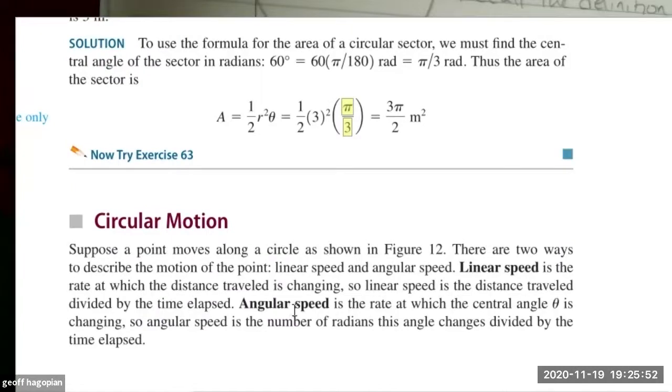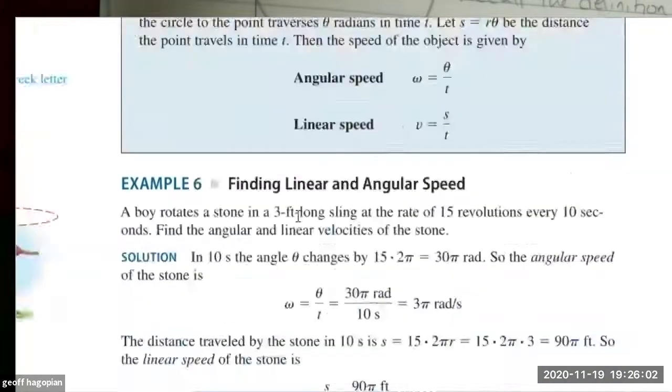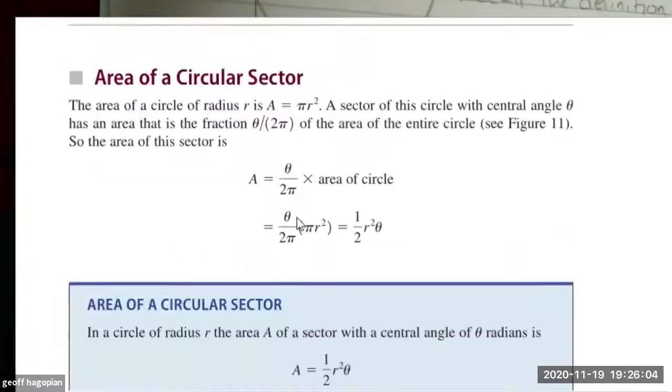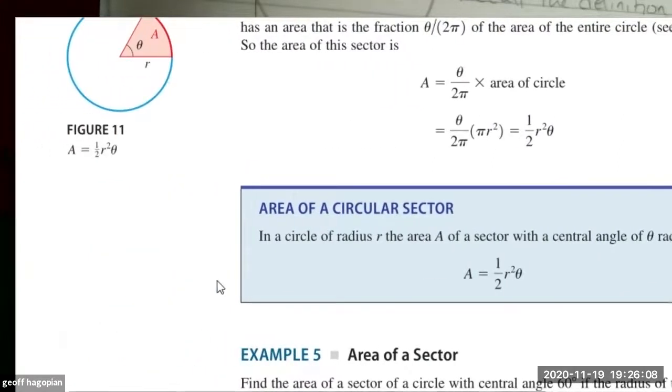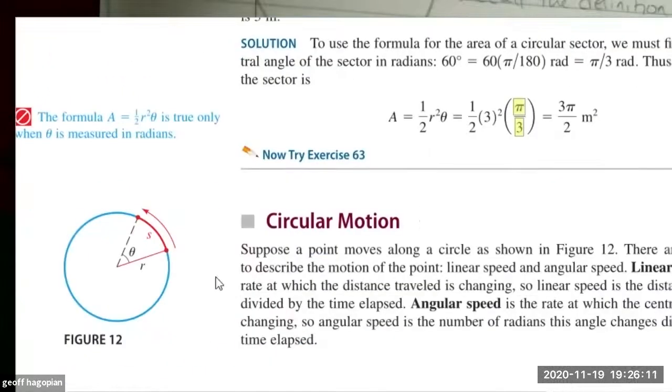Okay, so then we have circular motion. That's things that go round and round. Suppose a point moves along a circle as shown in figure 12. Where's figure 12? I don't know. Oh, it must be in the margin or something. Yeah, it's figure 11. Figure 12, okay, like over here. All right.